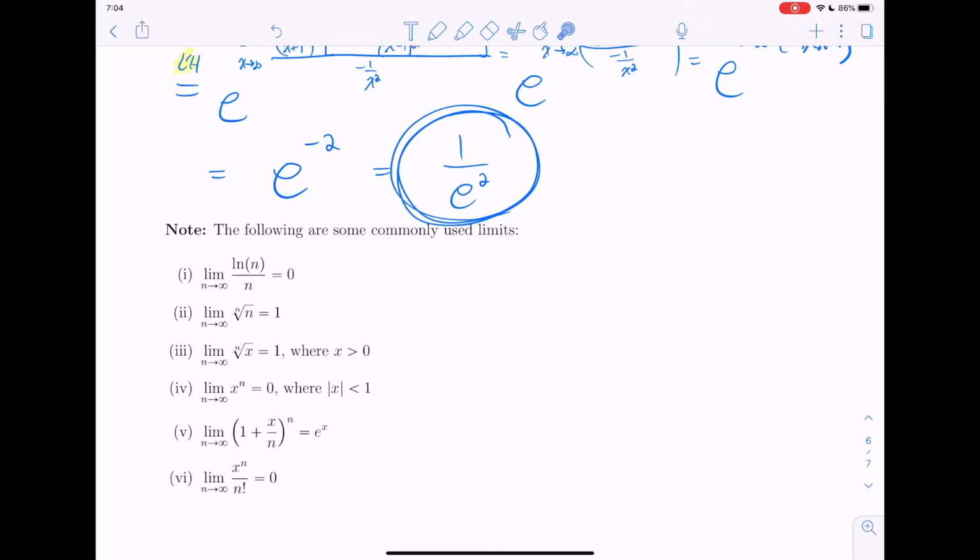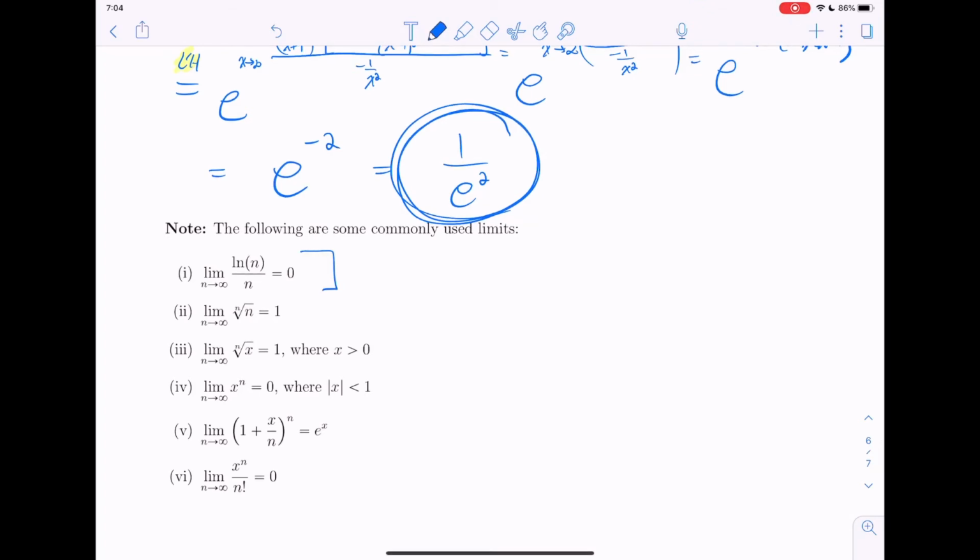That said, in order to continue calculating limits quickly, we're going to want to say things like, for example, when we look at that limit, what we want to say is that the growth rate of n exceeds the growth rate of ln of n.